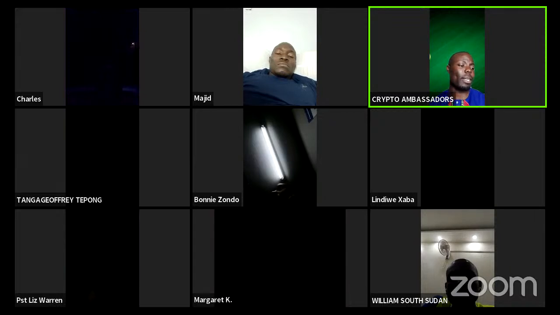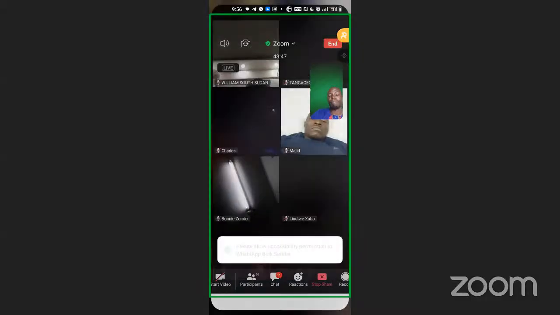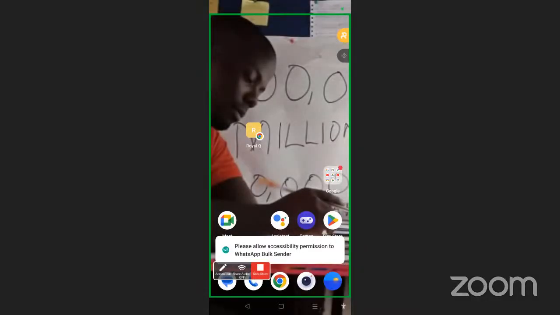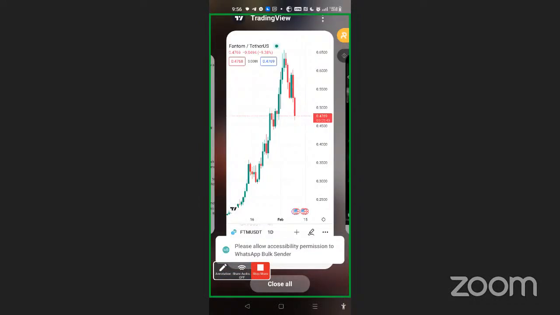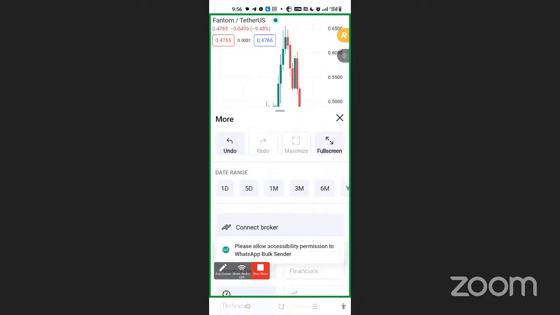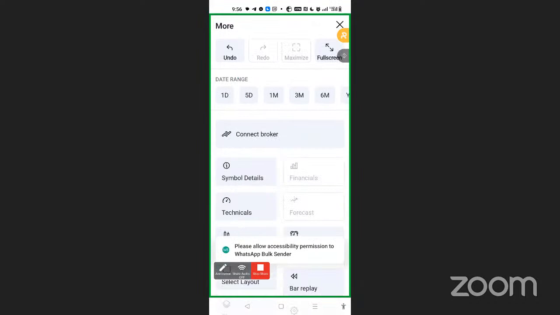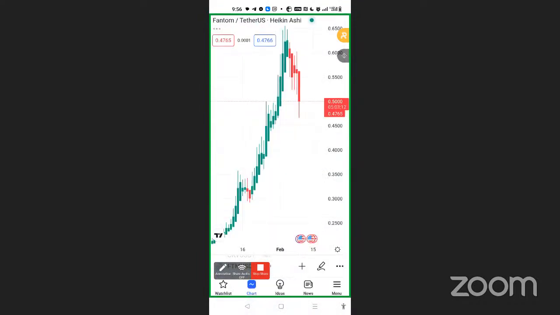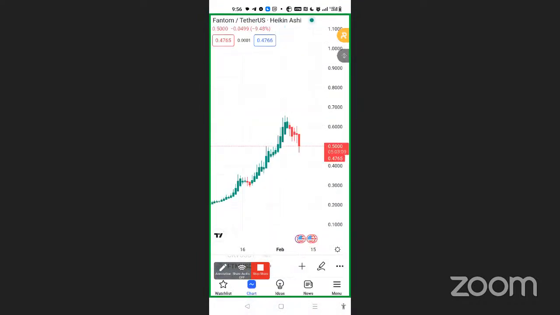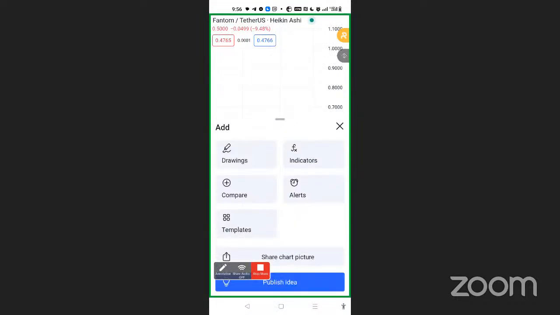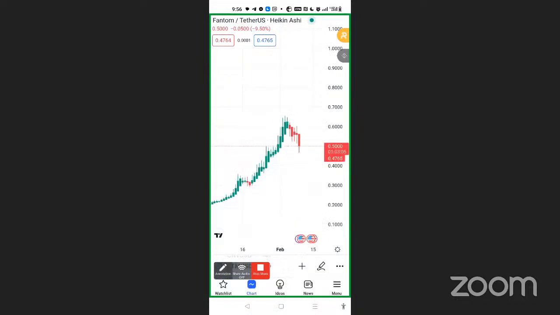So without taking much more time, allow me to share my screen. And let me keep in the Heikin-Ashi for learning purposes. Okay. So we are going to add a first indicator. So how do we add indicators, Julius?